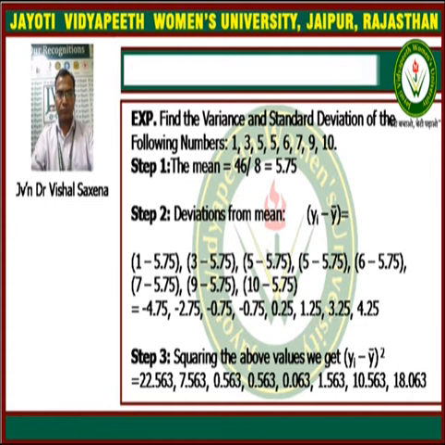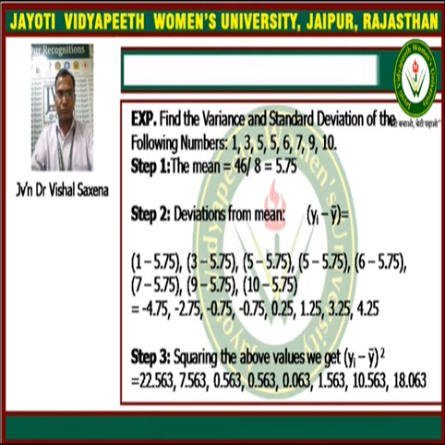First of all we have to find the mean value. Mean is given by the summation of yi upon n. So 46 upon 8, that is 5.75, is the mean value. Now we have to find the deviations of the data from the mean value, that means yi minus y bar.